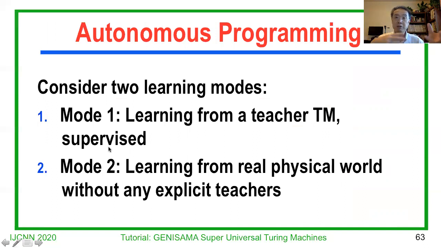Basically, you want to simulate the transitions of a Turing machine. So it's like a simplified toy world, all right? When the toy world starts to have variations, then we look at more general learning, which is learning from the real physical world without any explicit teachers.